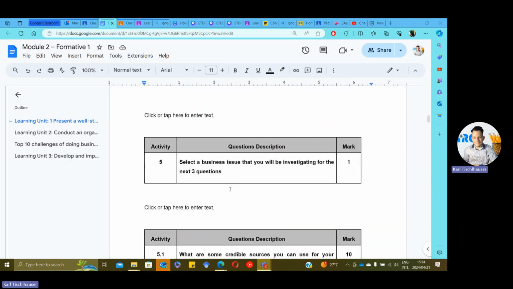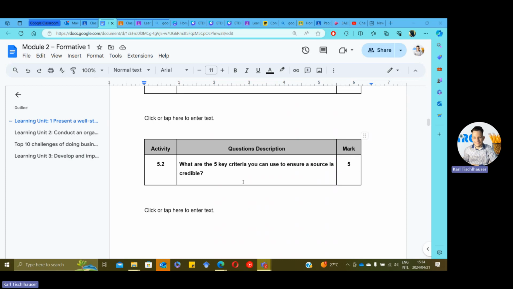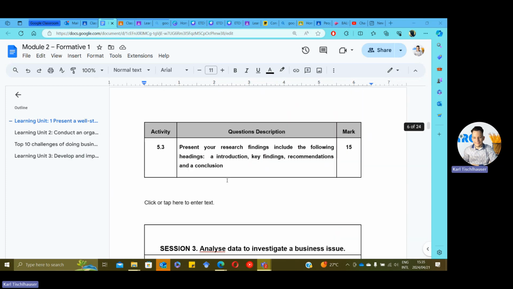Number 5 says select a business issue that you will be investigating for the next 3 questions for 1 mark. 5.1 says, what are some credible sources you can use for your investigation? Remember, we had several different places you could find information, several different places you could use to provide your research with credibility. That's what you're looking for in this question. I don't have to go into too much depth because it was covered previously. 5.2 says, what are 5 criteria that you can use to ensure a source is credible? Just go look at the slides. It is all there already.